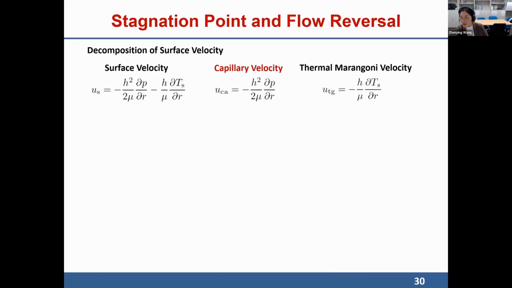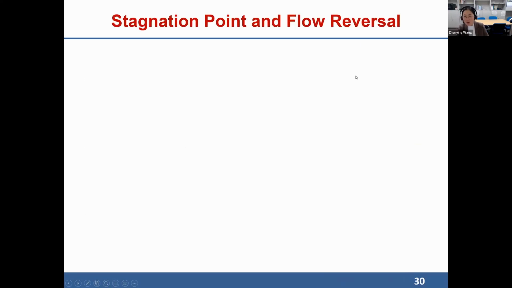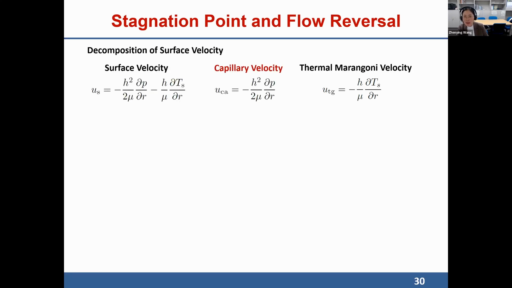So the thing is, it comes back to the original question: if the temperature distribution is monotonic, if there is no change in the temperature gradient, then what causes the formation of the stagnation point? Additionally, we take a further look at the decomposition of the surface velocity with our mathematical derivations. Here is the expression of the surface velocity in our model, and we divided it into the capillary velocity and the thermal Marangoni velocity.